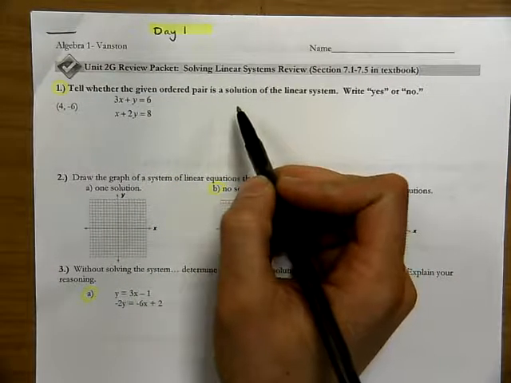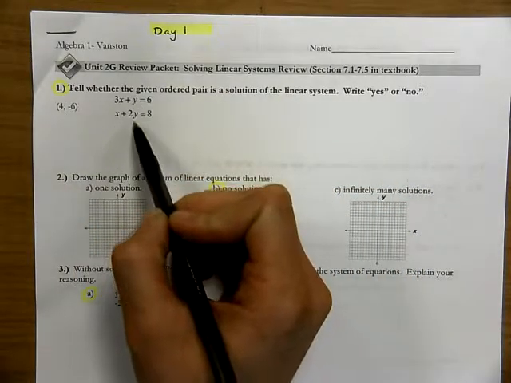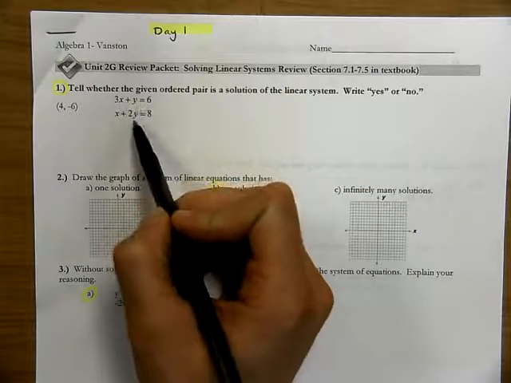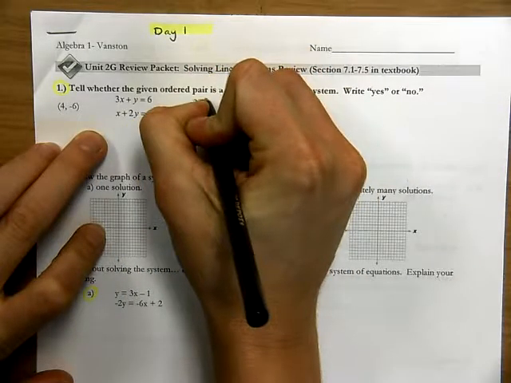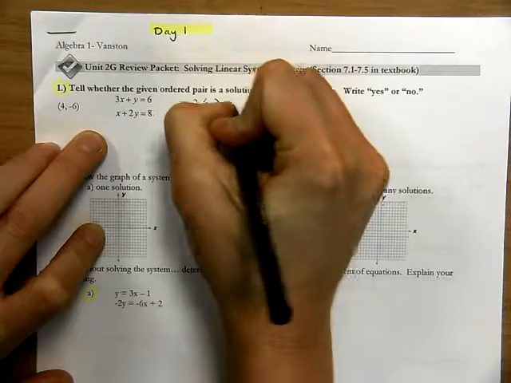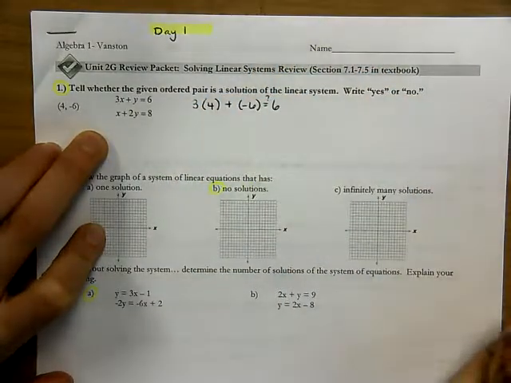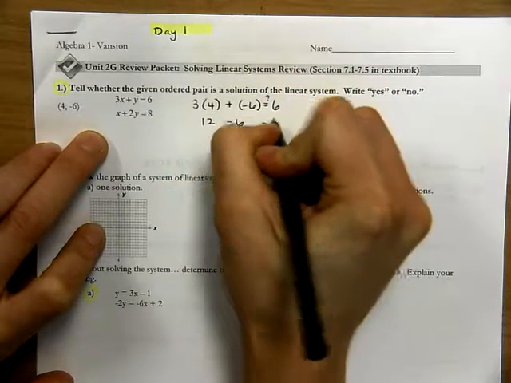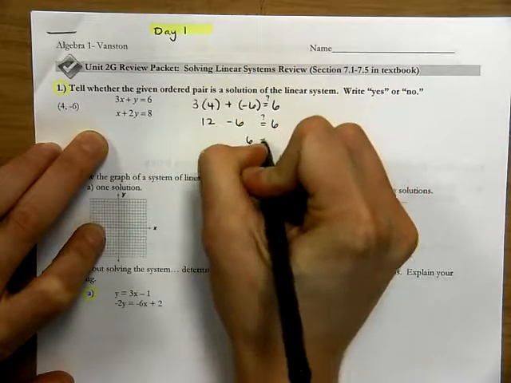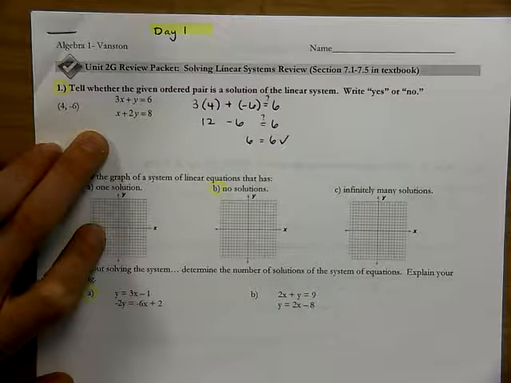So I have to think through, well, what does it mean to be a solution of a system? For this point to be a solution for this system, it means that it has to satisfy both equations. So I can check that by substituting that in. So 3 times 4 plus negative 6, does that equal 6? That's what I'm trying to decide. So that'd be 12 minus 6. I want to know, does that equal 6? So 6 equals 6. Yeah, 6 is equal to 6.